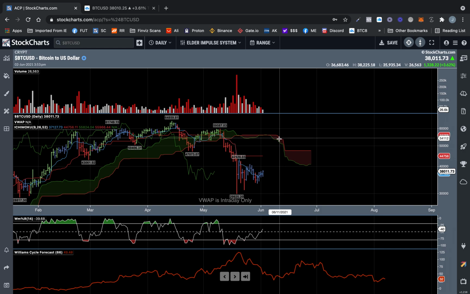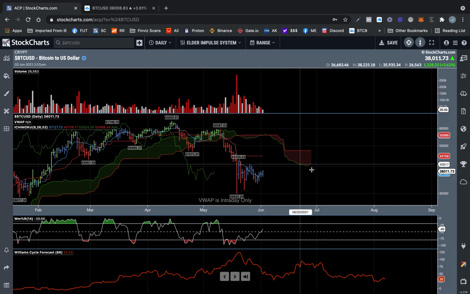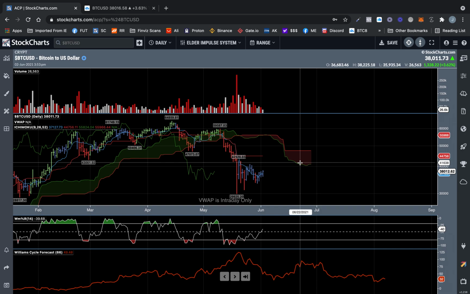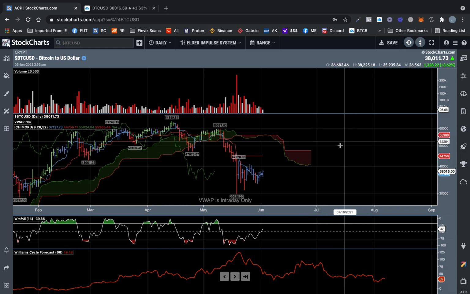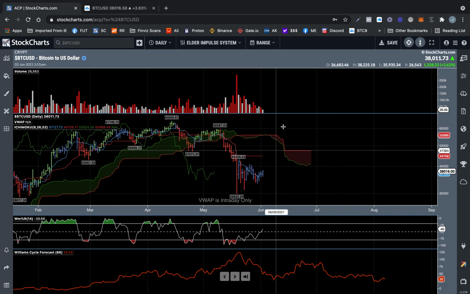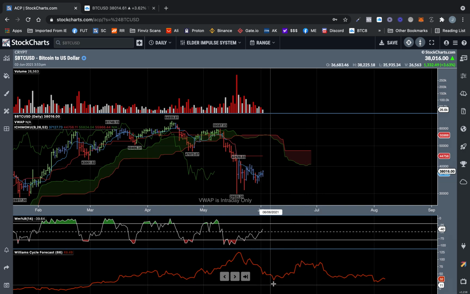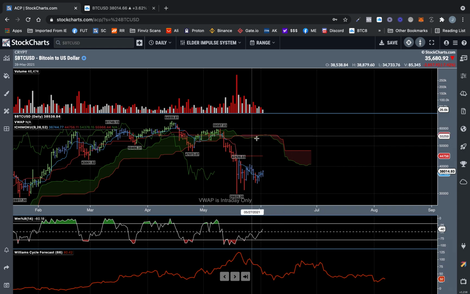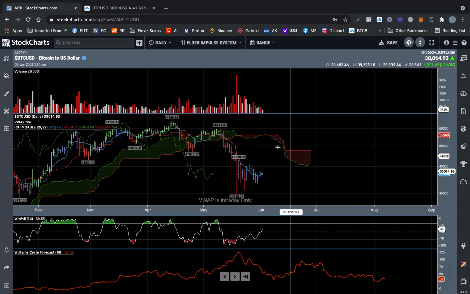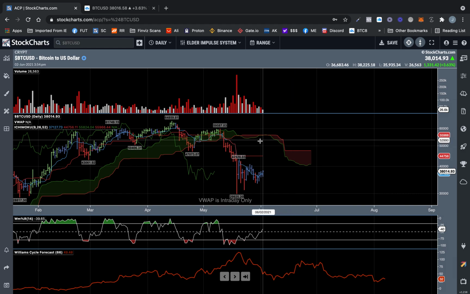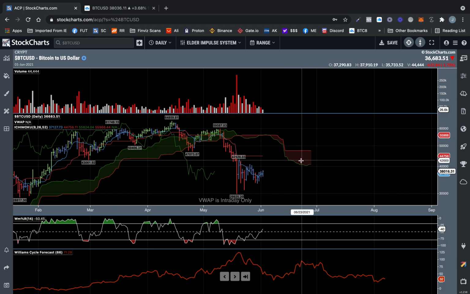Possibly it could come up here and test this cloud formation. Your cloud has turned red, so that is bearish on your Ichimoku cloud formation. That's a bearish indicator, but this could cross up. It could turn around. All this follows price action, and I'm not real sure that Larry Williams indicator doesn't somehow use this Ichimoku system. It doesn't really look like it; it's almost the reverse of what Ichimoku is showing.